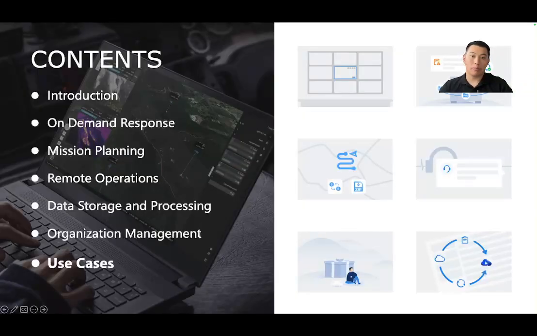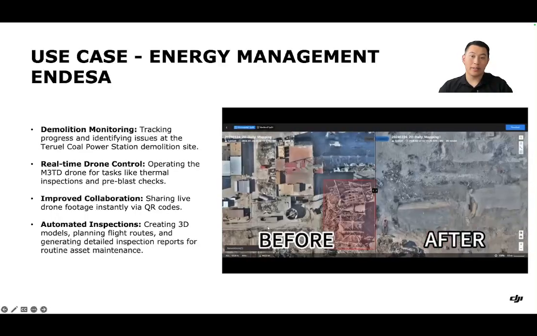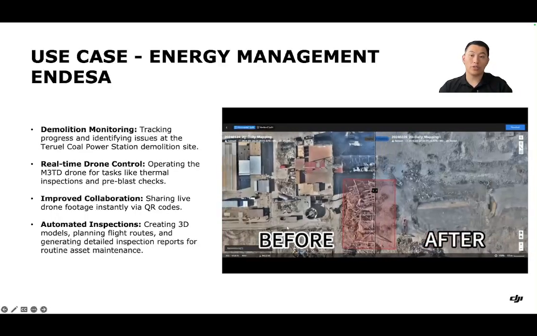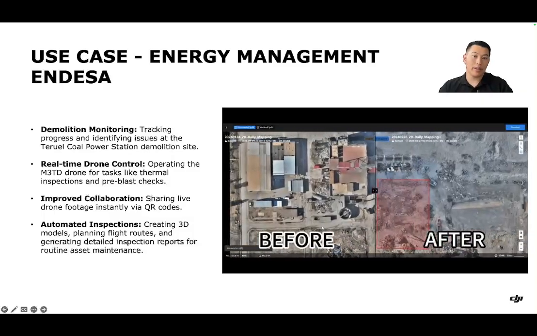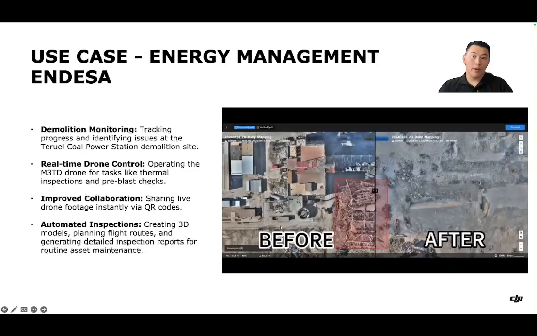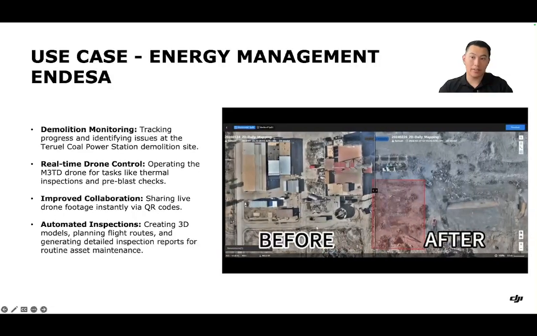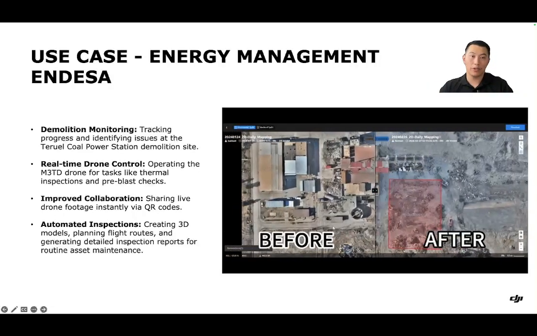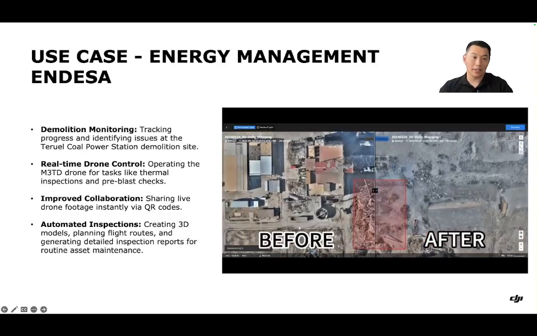Now we'll review some use cases and see how FlightHub 2 is utilized in real-world examples. In this energy management use case, FlightHub 2 is utilized to monitor a demolition project. So they would operate the Matrice drone for real-time thermal inspections and any pre-blast checks, and they're able to share that live drone footage and create automated inspections for route asset management.